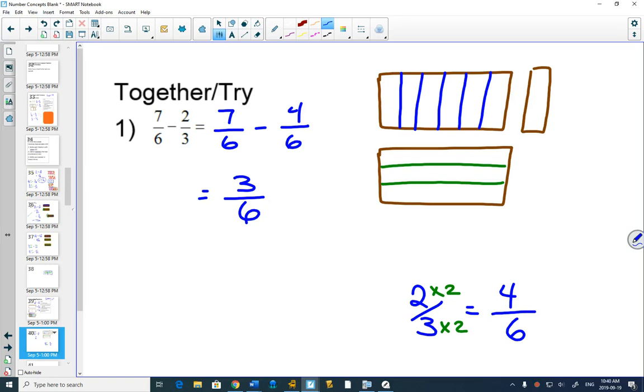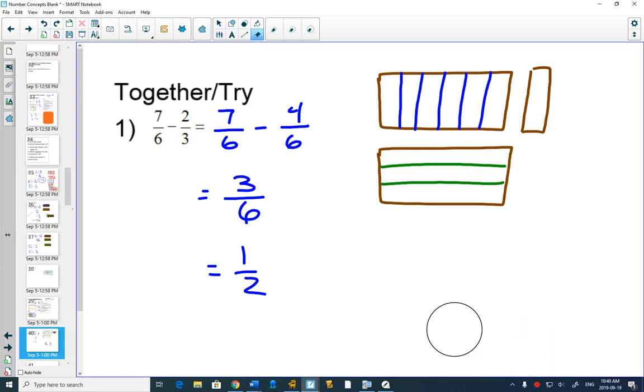3 out of 6. And as a result, we can reduce that fraction. If you have 3 out of 6 pieces left, maybe you can see right away that's the same as half a chocolate bar. Or you could divide both of them by 3 to get that answer. That's option number 1.